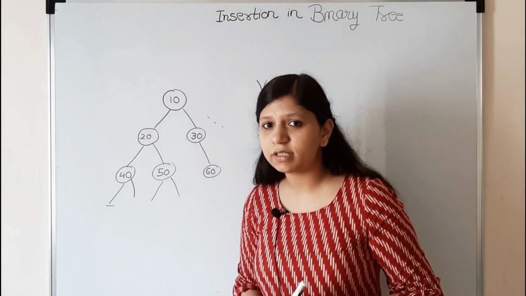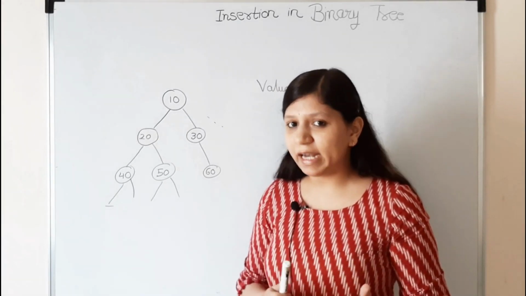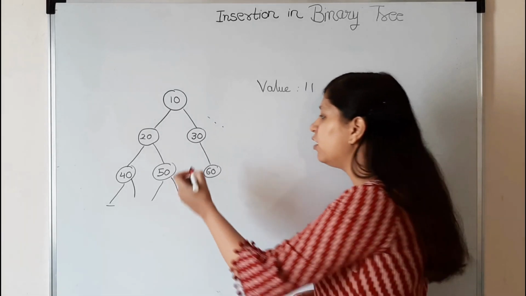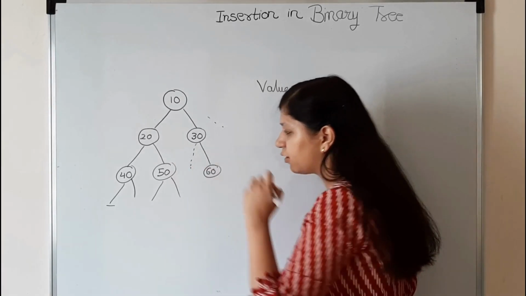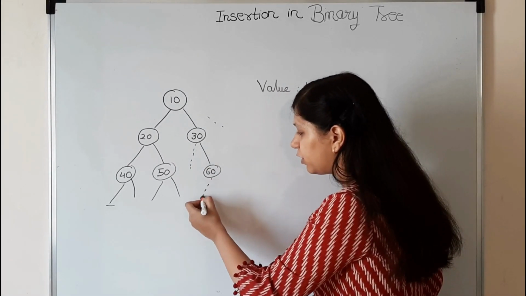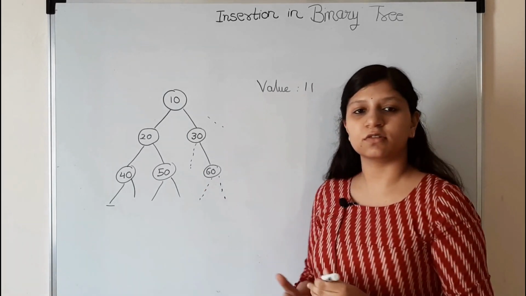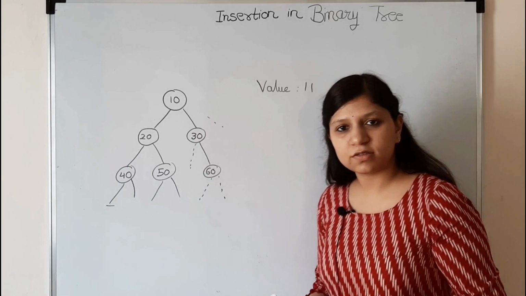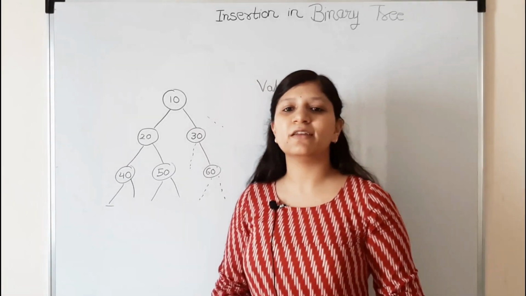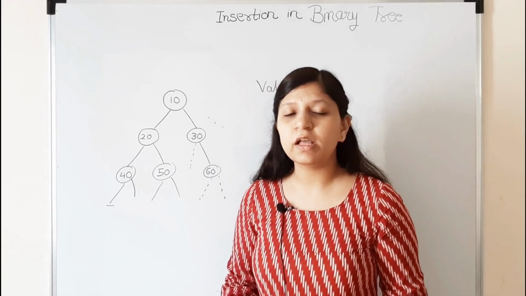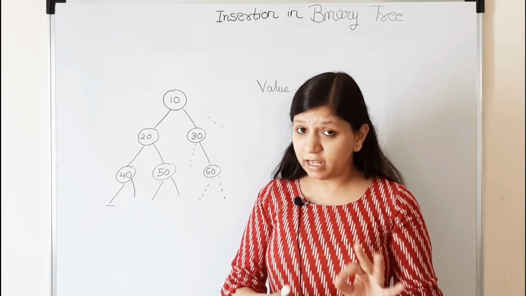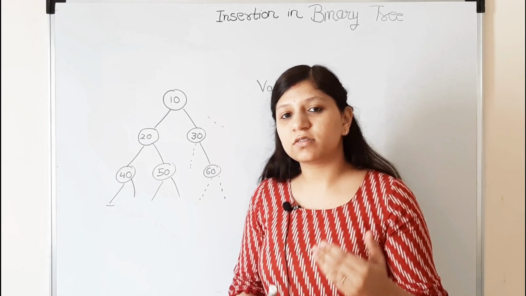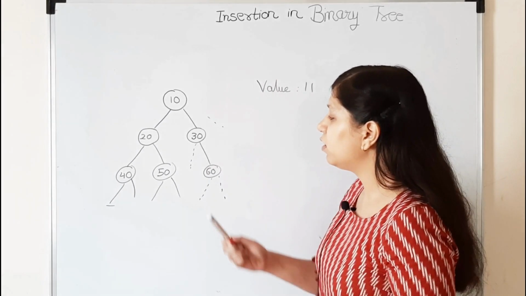What about 30? Can I insert 11 as the child node of it? Of course, because it has only one child, we can have one more child here. So these are all the possibilities. After 60 also I can insert. So there could be many logics how I want to insert in binary tree, because the condition is very simple. Anywhere where any node doesn't have 2 children, we can insert it there, right?